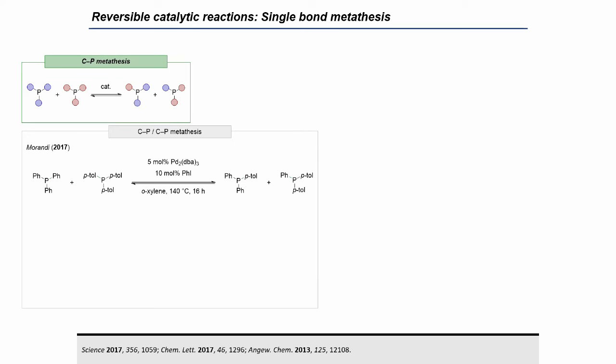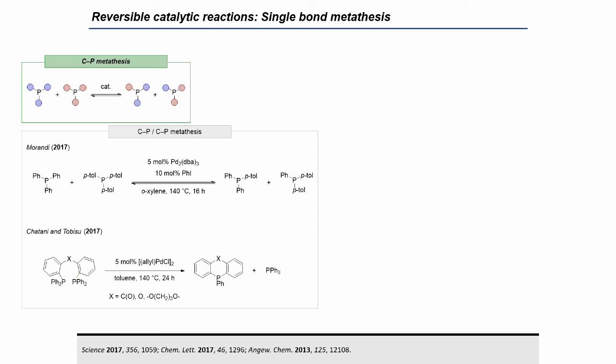The C(sp2)–P bond metathesis has recently been developed by the Morandi group. Initial studies examined the cross-metathesis of triphenylphosphine with various aryl phosphines. A catalytic mixture of Pd2(dba)3 and iodobenzene was used to generate the aryl palladium halide required to facilitate the aryl group exchange. This reaction yields a mixture of phosphines, and in all cases a nearly identical distribution of products was obtained for the forward and reverse reaction.